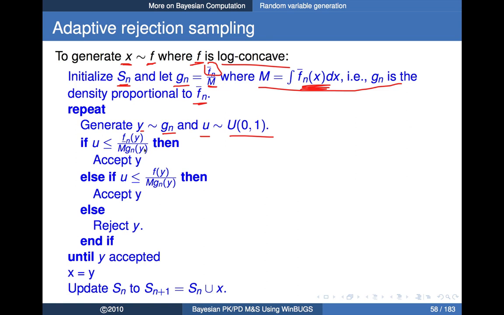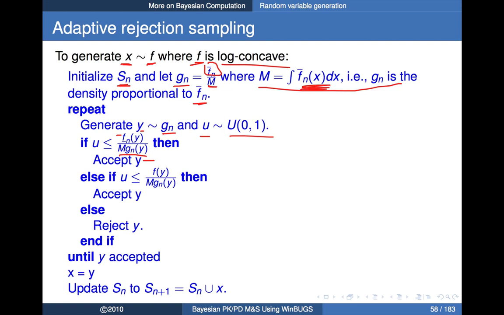Now this rule is a little bit different because instead of putting an f of y in this ratio, we put an f sub n. So this is our lower envelope. If u is less than or equal to the ratio where we take our lower envelope function as a function of y, and down here it's m times our g of n of y, then we would accept y. The reason for doing that is if you've got a density that's expensive to calculate. Let's say we're dealing with a PKPD model, which is a system of several differential equations.